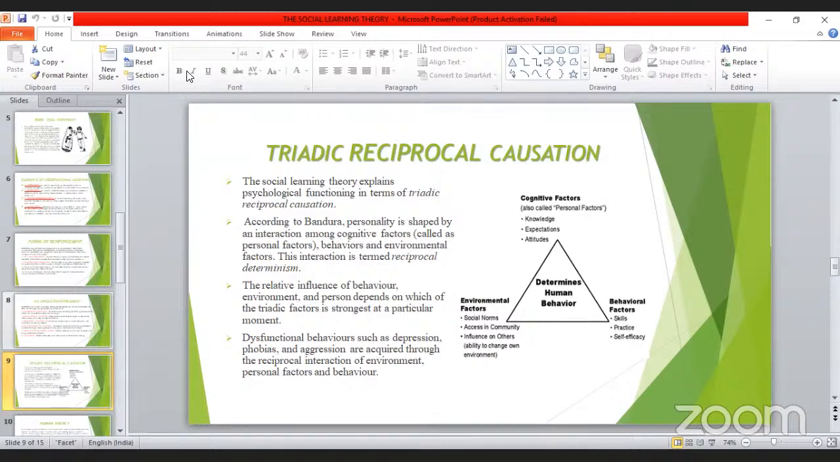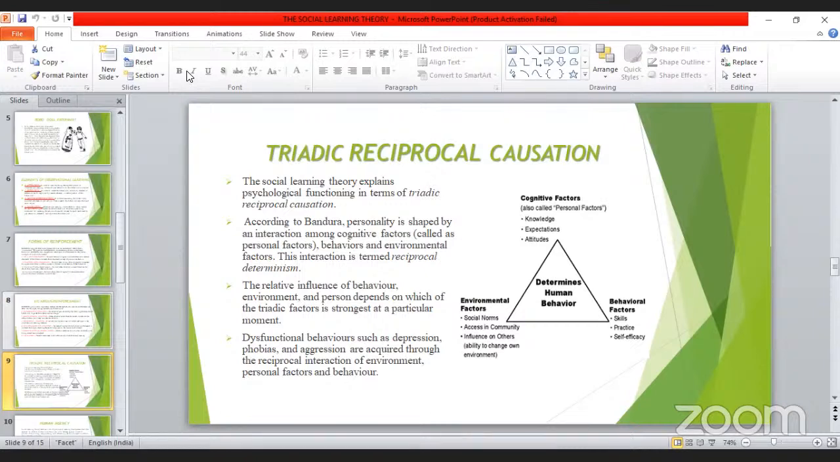So I am giving you an example. Suppose I obtain poor marks in a particular subject. Okay, so getting poor marks in a particular subject is an environmental factor. It is an external factor. It is an environmental factor.